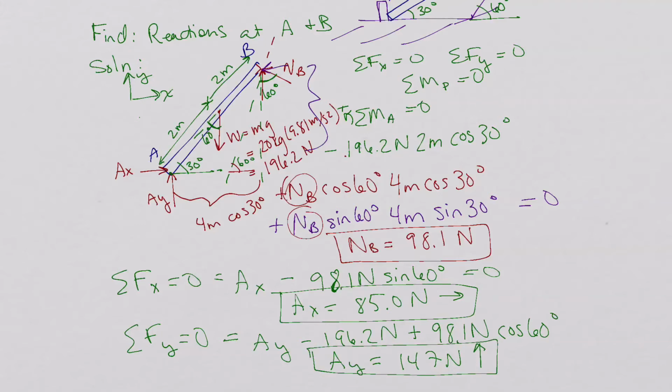So there are all of our things. With NB, I guess we also should put the directions to be clear. So that would be 30 degrees. So it's pointing up and to the left. And that's it.